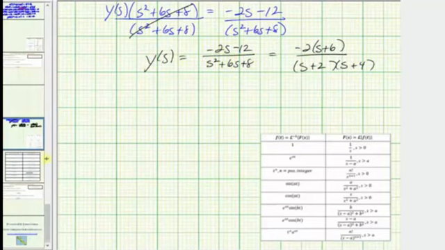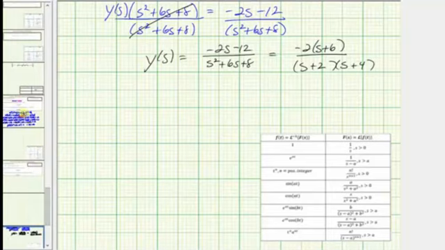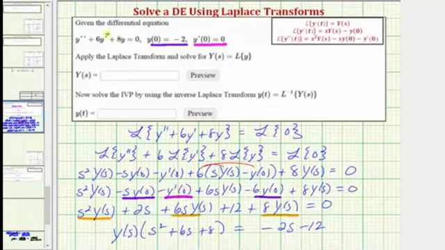So going back to the first slide, big Y of s is equal to the quantity negative 2s minus 12 divided by the quantity s squared plus 6s plus 8. And now we want to solve the initial value problem by determining the inverse Laplace transform of big Y of s.